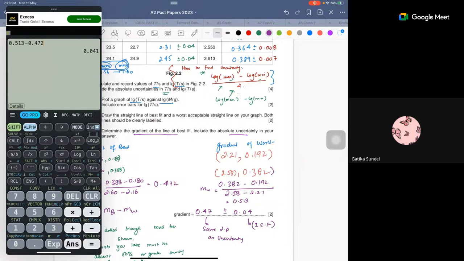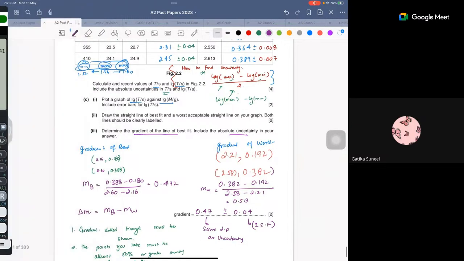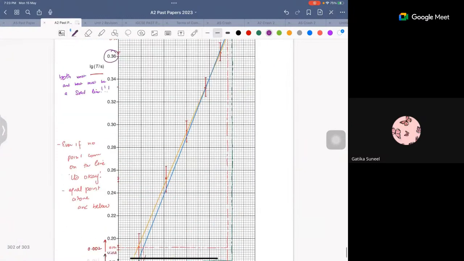Sir, if there are supposed to be grams in one of the quantities in the gradient, should we convert the quantity to kg while calculating? We leave it as it is. If they ask you to do that, you can convert by dividing by 1,000. Okay, so we get this. And now let's move to the next.